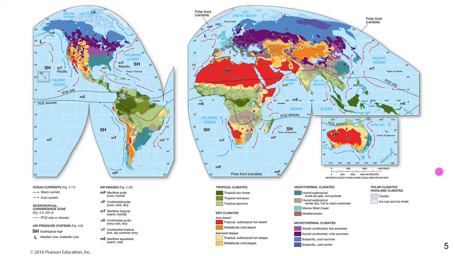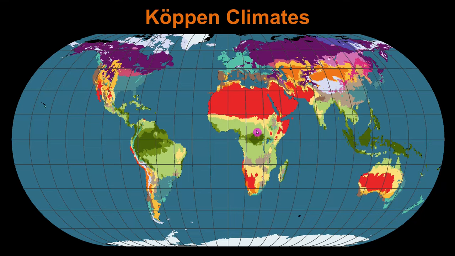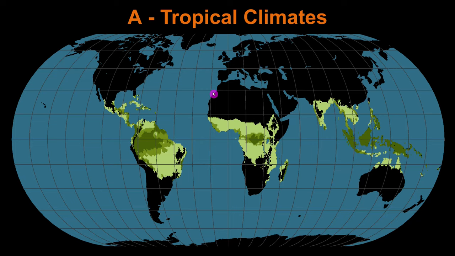Okay, so let's take a look at the individual climates. This is all of them. There you go. That's all the climates at once. The tropical climates, they're in the tropics. The tropical climates have no chill. Literally every month is above 18 Celsius, 64 Fahrenheit. They have no winter. Every month in the tropics is summer. Those are the A climates, the tropical climates.